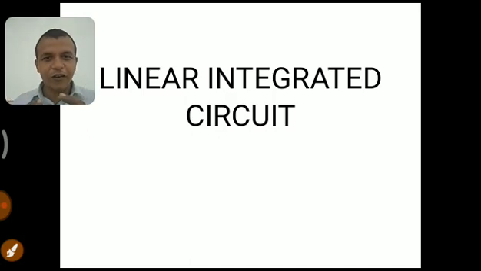The discrete components are integrated in a single stone or single chip, and that is what we call an integrated circuit. And linearity means they exhibit linear characteristics. Linearity means if voltage increases, then current also increases. That is called linear characteristics. If voltage drops down, then the current should also drop down. That is linear characteristics. If the opposite thing happens, then we say the circuit is showing non-linearity. So this is what we call linear integrated circuits.